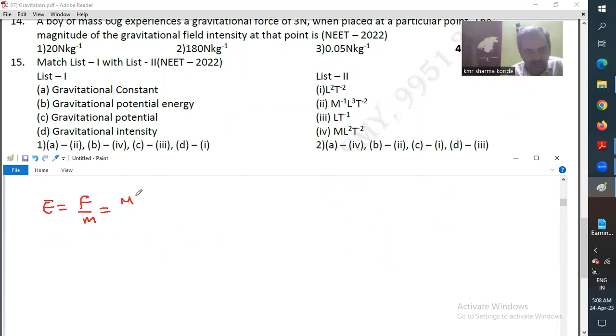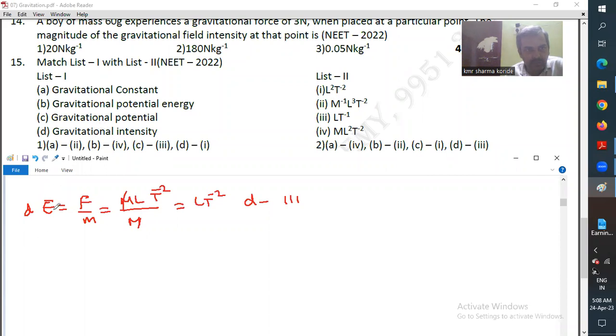So force is MLT to the power of minus 2, divided by mass. So this and this get cancelled. It will be LT minus 2. So make this third option as LT minus 2. By mistake it is printed like that. Then this is D, which matches to 3.